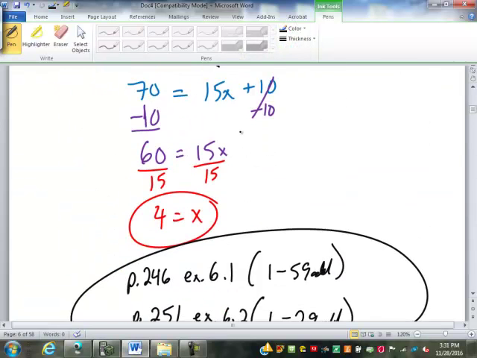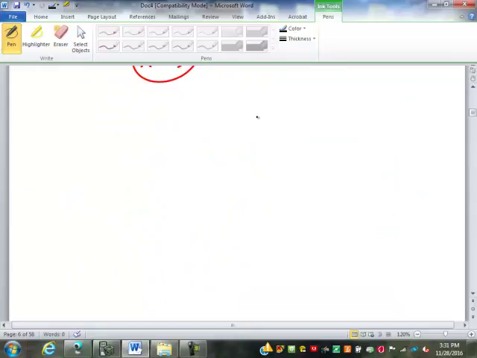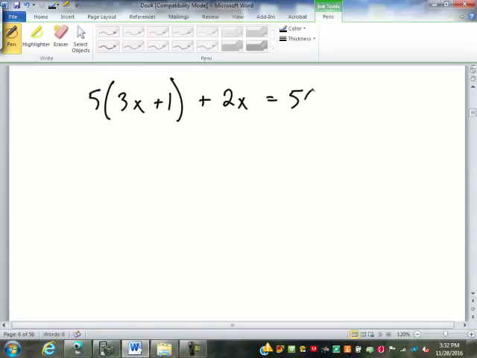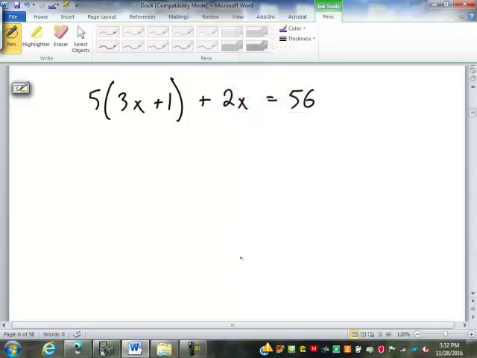So these aren't too horrible to do, but they can get a lot more complicated because you can add more pieces into them. We could have something like this. Gonna have you try that one in your notes, see if you can make it work.